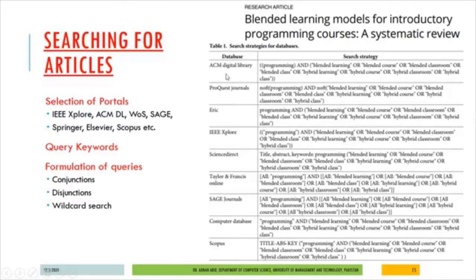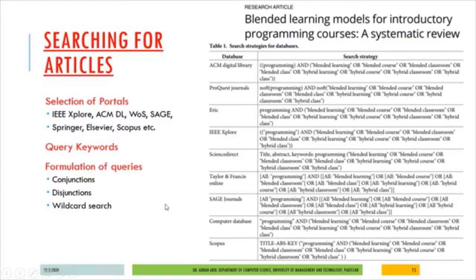And every different portal has different ways of searching the same thing. So you see here, Science Direct, it says title, abstract, keywords should contain programming and blended learning and all that. So there are several different smarter ways of finding articles in different portals which they have exposed. So we need to be expert in that as well.